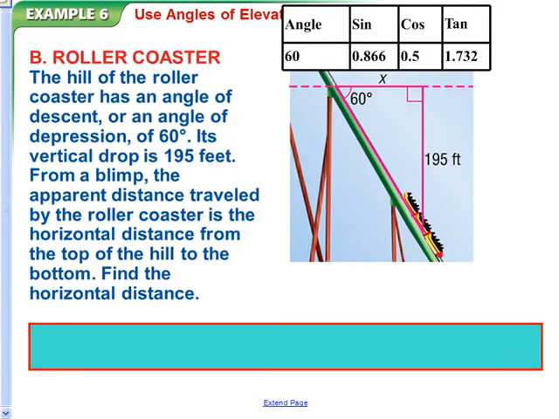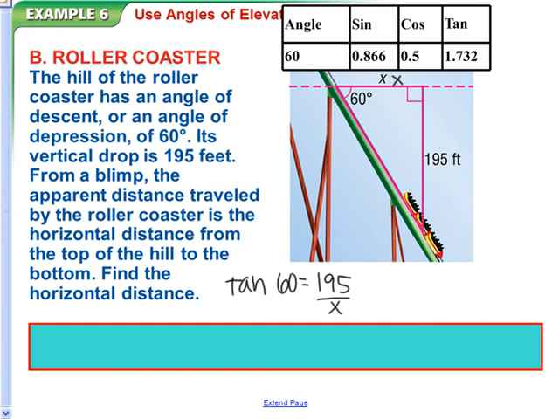And then our last one for today. Take a second to read through this one. Okay, we're just finding x on this one, so this is another tangent problem. Tangent of 60 is 195 over x. Again, this is going to be a dividing problem. Or you could look at it, it's a special right triangle.